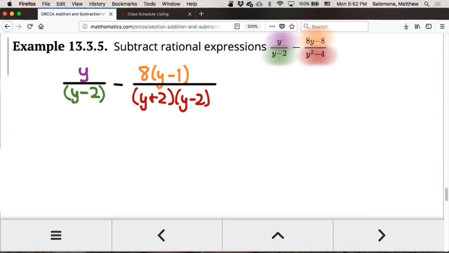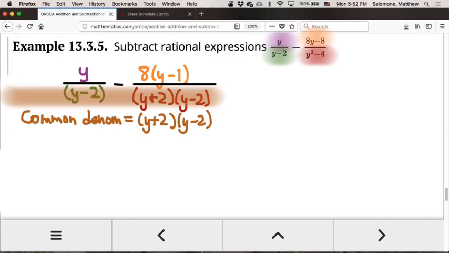Now, what do you observe when you look at the denominators of these two fractions? What jumps out at you off the page? They both have a y minus 2 in common. So when it comes time to think about a common denominator for these two fractions, we can use that observation. If I want to put these two fractions on the same footing, denominator-wise, I don't need to introduce any new y minus 2's. I already have all the y minus 2's that I need. What the first fraction lacks that the second fraction has is what? y plus 2.